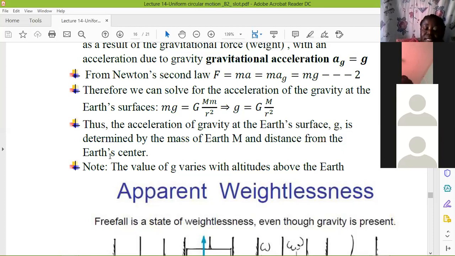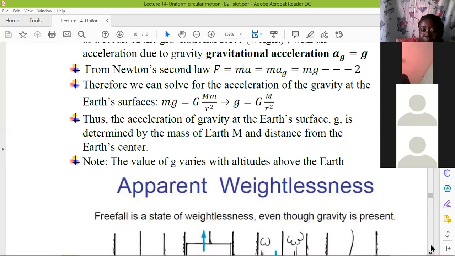So just note that G varies with the altitude. It varies with the distance above the Earth, so it differs, it's not the same. As we previously said, the gravitational acceleration on the Earth and the gravitational acceleration on the moon or anywhere else is not the same.